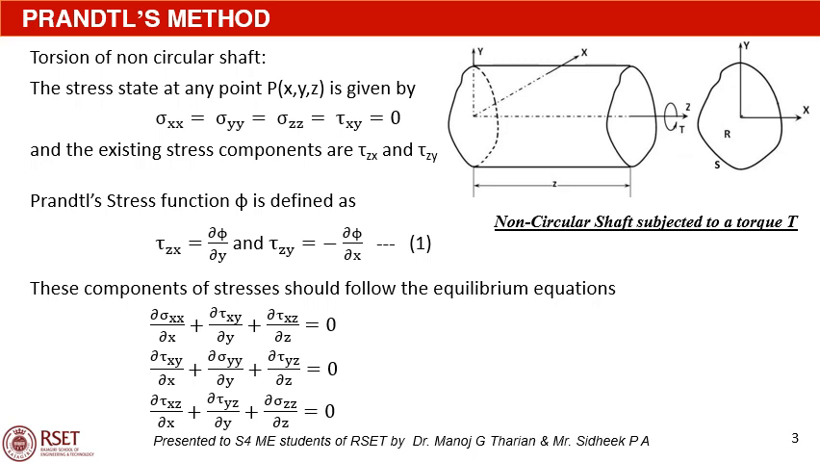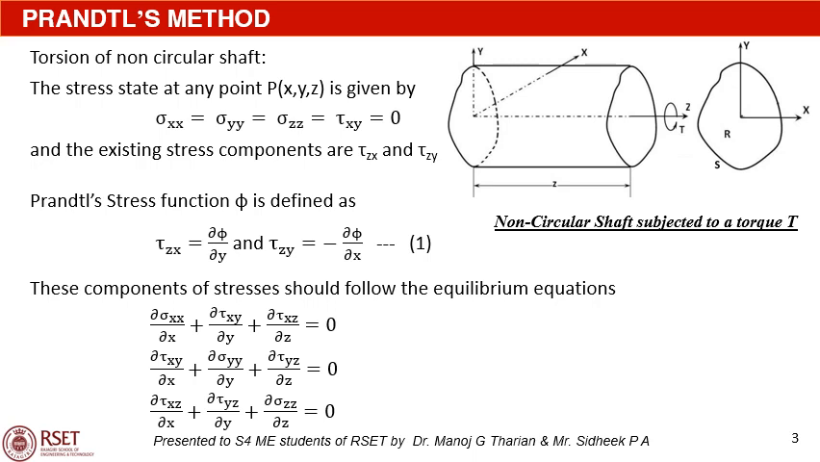Consider a non-circular shaft of uniform cross-section as shown in the figure. It is subjected to a torque T, and the reference coordinates x, y, and z are as shown in the figure. R is the cross-sectional region bounded by the curve S.